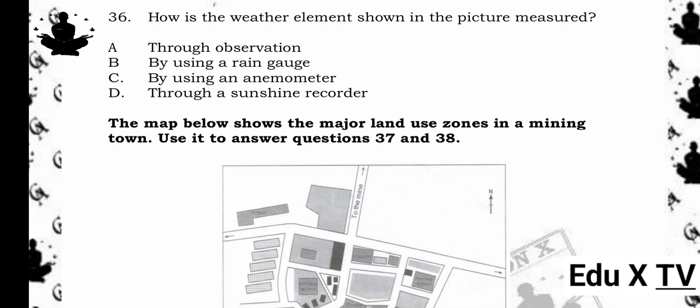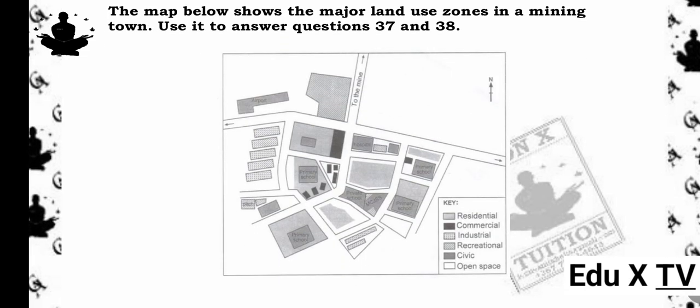36. How is the weather element shown in the picture measured? A. Through observation. B. By using a rain gauge. C. By using an anemometer. D. Through a sunshine recorder. The answer is A. Through observation. Reason being, cloud cover is usually observed visually and recorded in octas, in brackets, eighths of the sky.